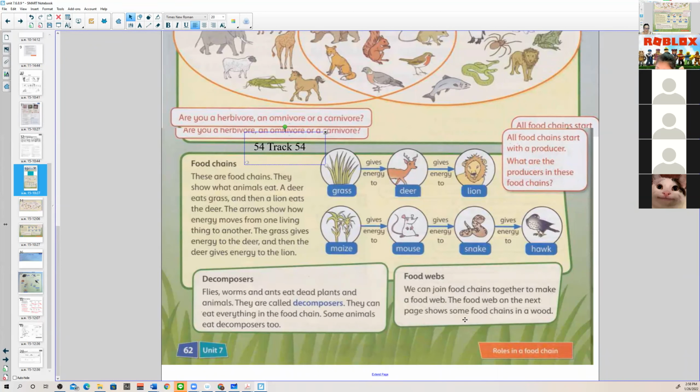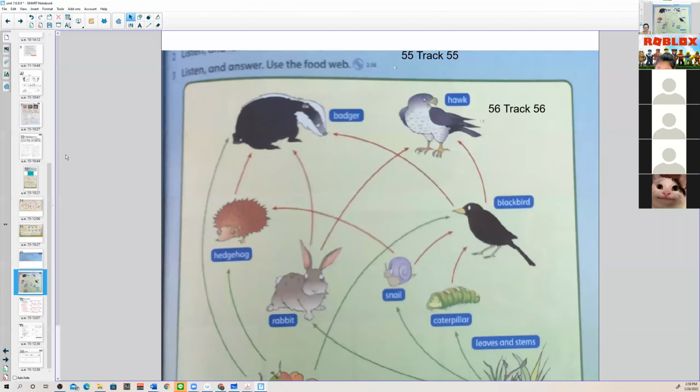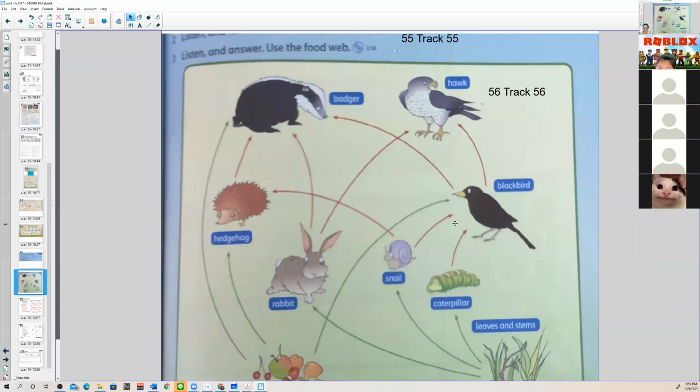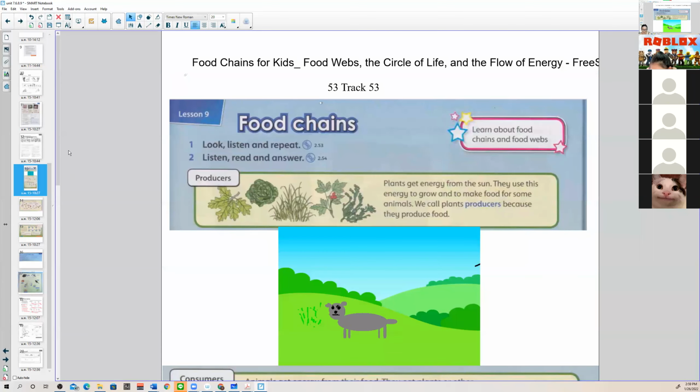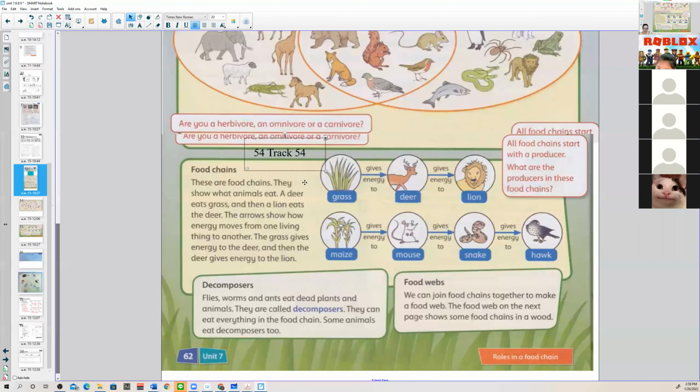Food webs. We can join food chains together to make a food web. The food web on the next page shows some food chains in a wood. Right. These are food webs. That means this is a food chain, just one chain, but when the chains are connected all together, we can say it's a food web.